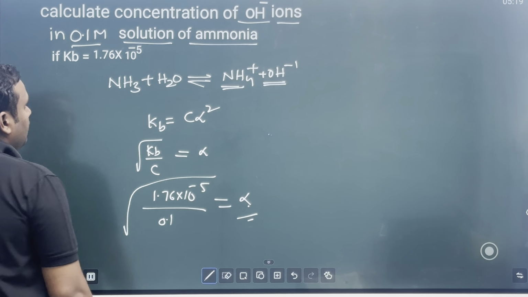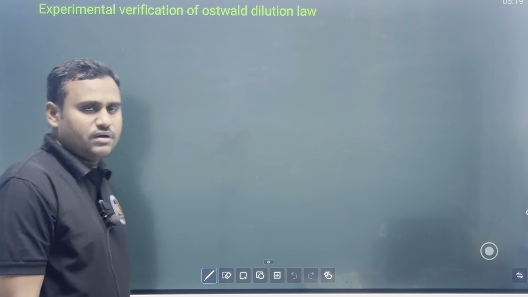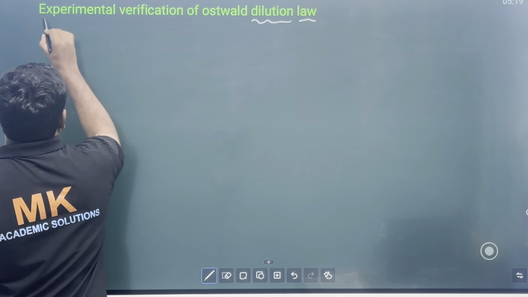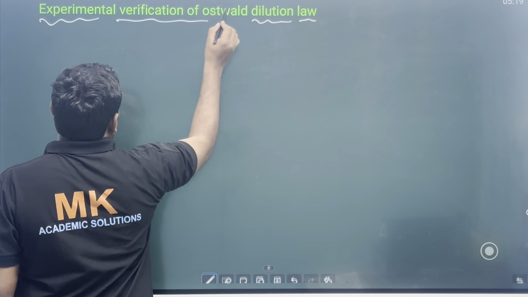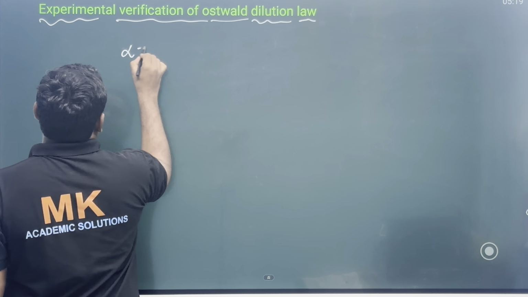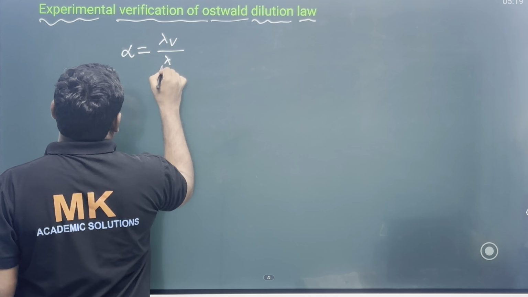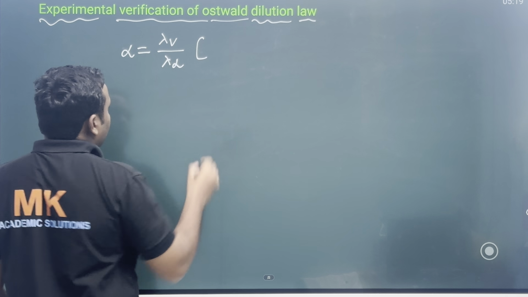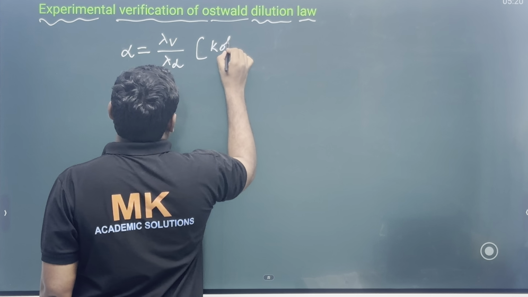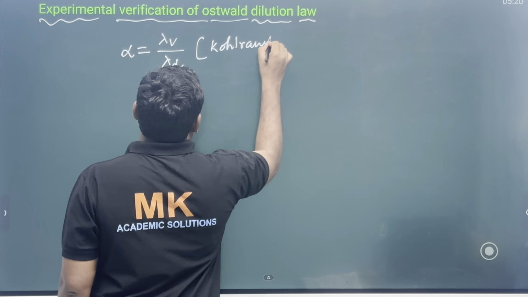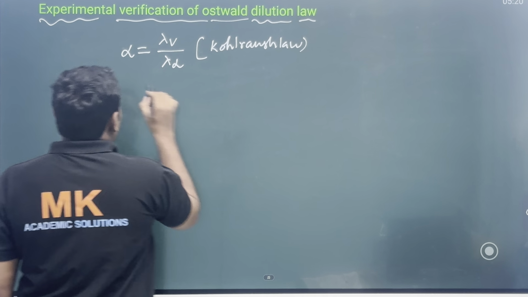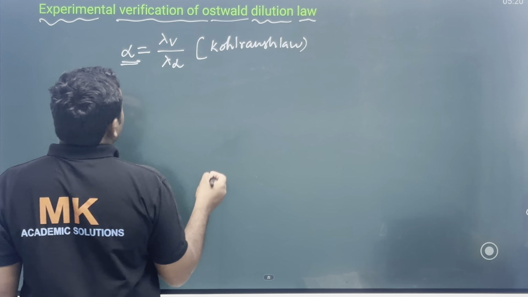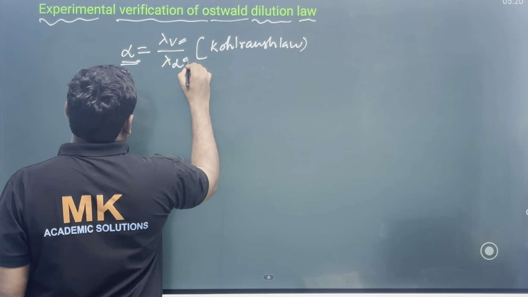Right. Next, experimental verification of Ostwald dilution law. So how can we verify the Ostwald dilution law? Here alpha is equal to lambda v by lambda infinite, so by using the Kohlrausch law we can do this. What is alpha? Alpha is the degree of dissociation: lambda v by lambda infinite.